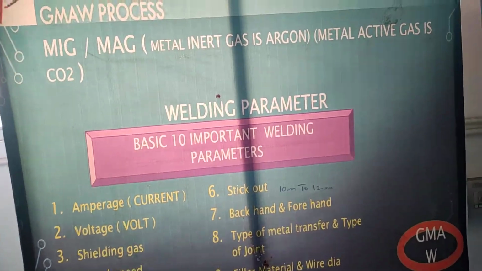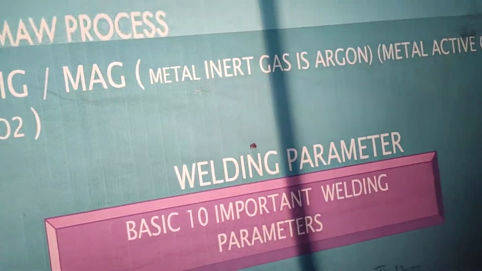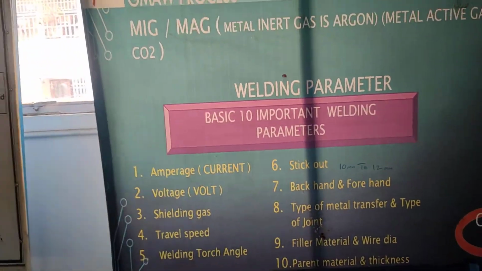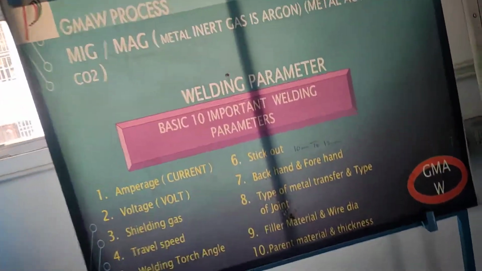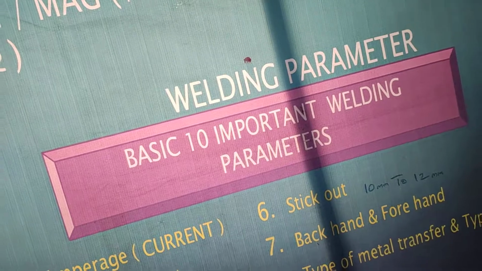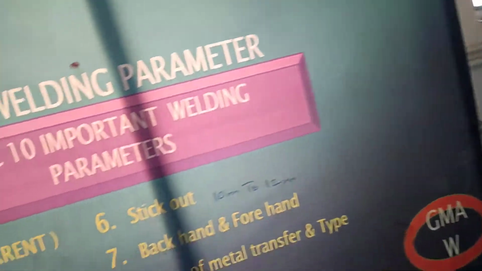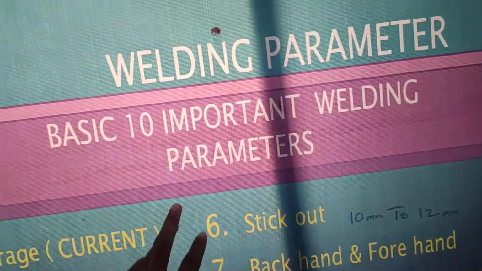Hi guys, now we can see about MIG welding, GMAW, gas metal arc welding. MIG is always called GMAW welding. These are the 10 parameters we have to use in the MIG welding process.